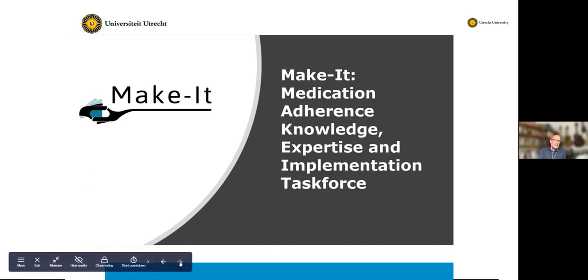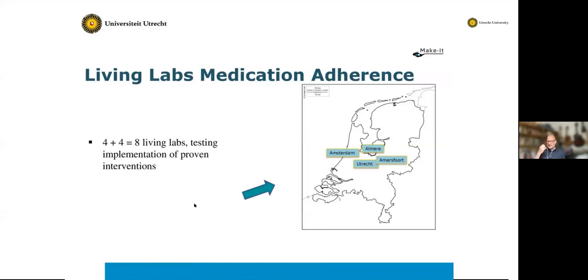We don't see all this research being translated into improvement of medication adherence in practice, and that's what we want to do in this project, where we go to 8 different living labs. So on the next slide, you see the first 4 living labs in the Netherlands, and this year we will start 4 more, and those living labs are first line healthcare providers, so pharmacists, general practitioners, home care nurses, other healthcare providers involved in patients, specifically trying to implement proven interventions. So we already know that the intervention works from previous studies.